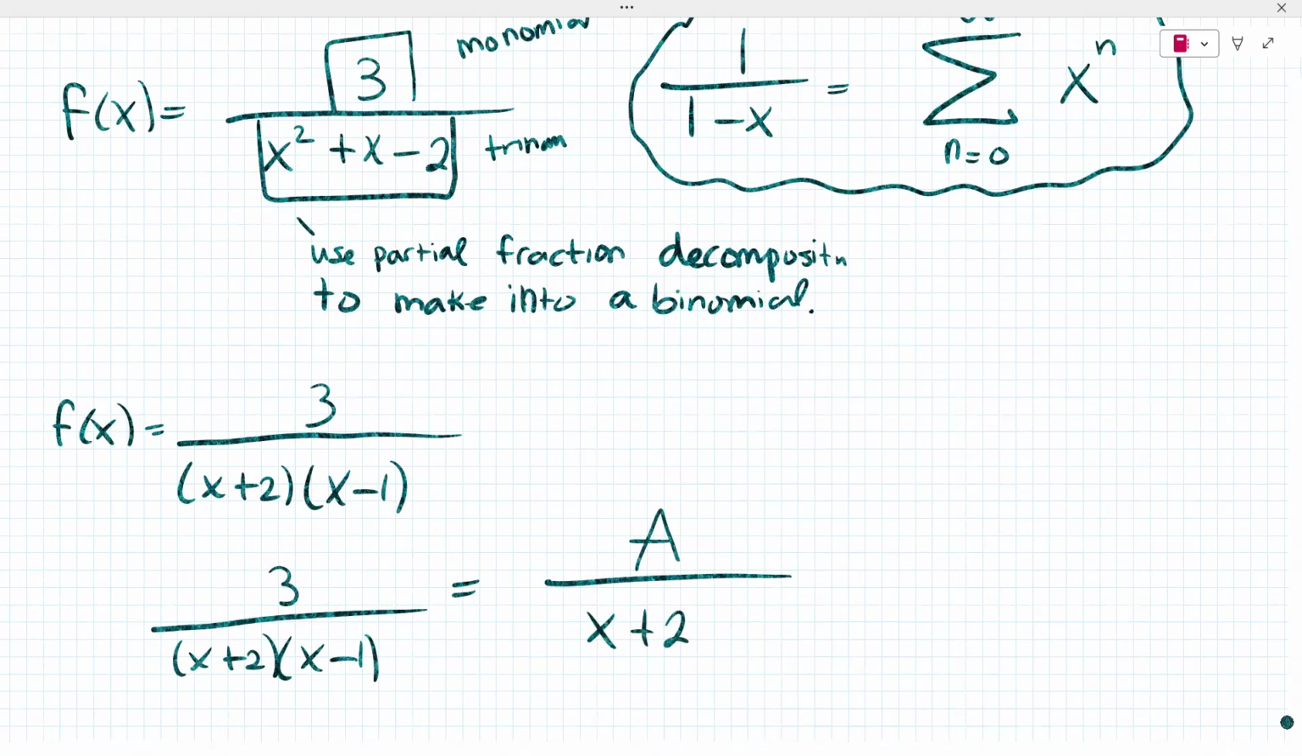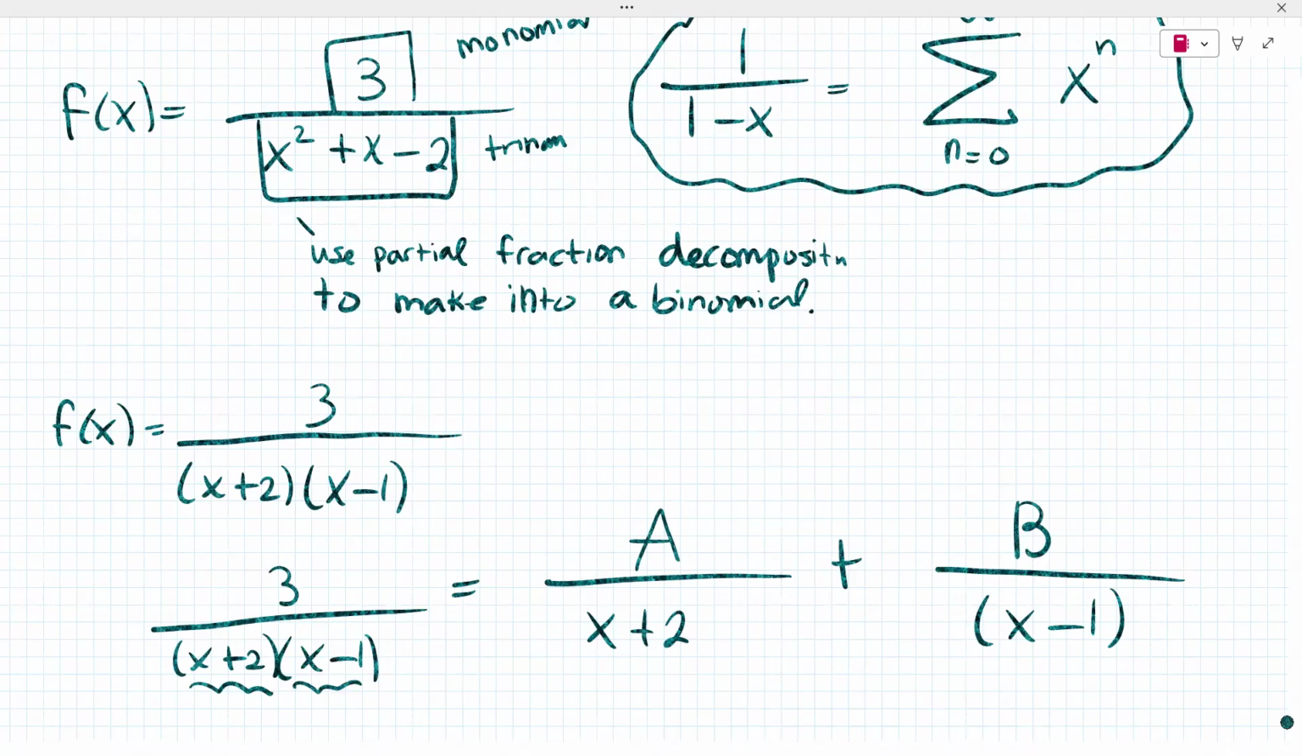And why do I put an a? Because if you take the derivative of x plus 2, you're left with a constant, right? And then the second would be b over x minus 1. Why did I put b? Because if you look at the second term, x minus 1, what's the derivative of that? 1, which is a constant. So that's why I put b.